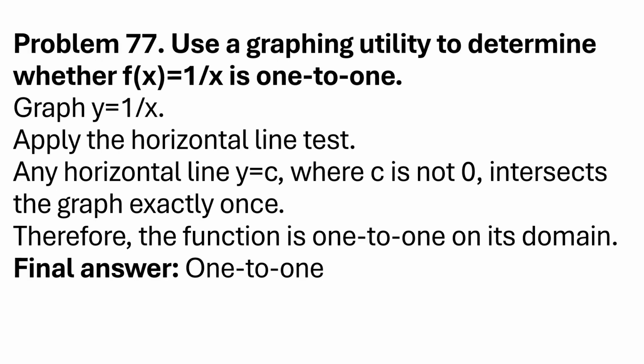We are asked to determine whether the function is one-to-one. Using the horizontal line test, every horizontal line intersects the graph at most once. Therefore, the function is one-to-one.